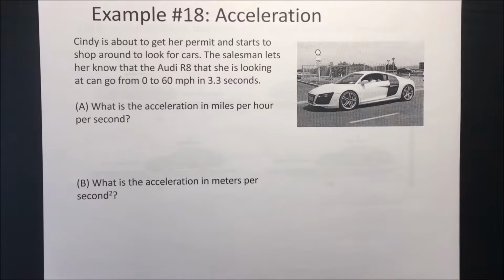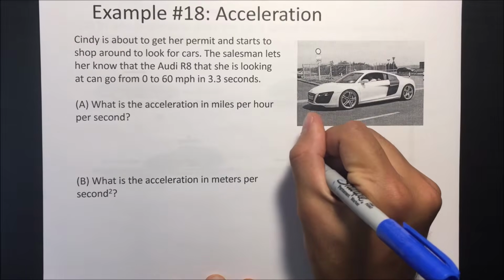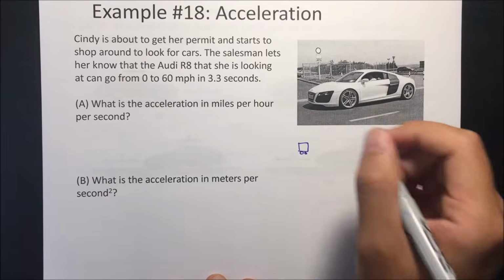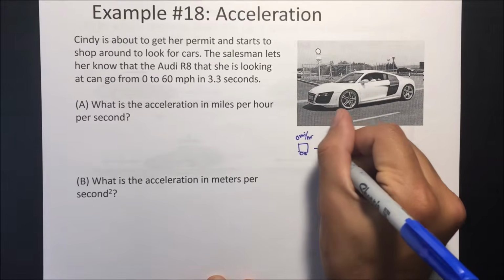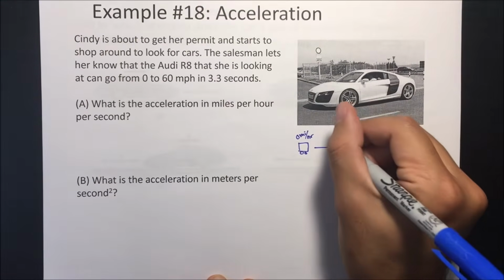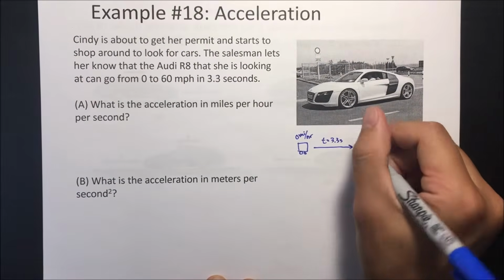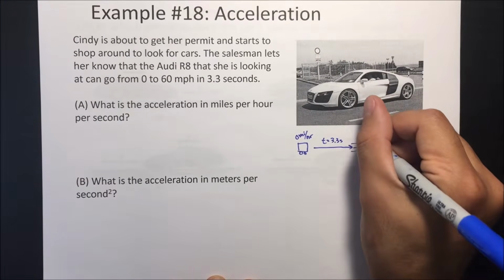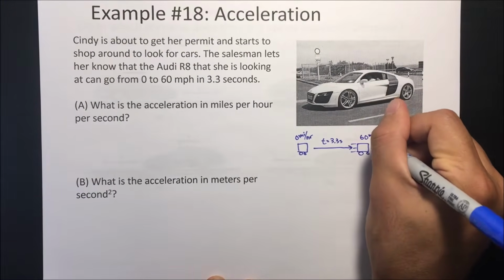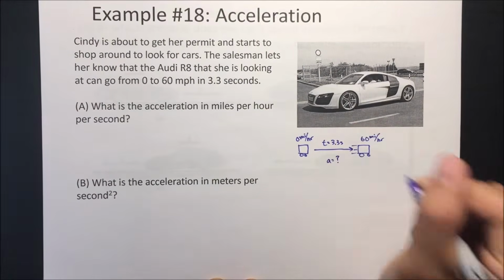Okay, so what you want to be doing in these kinds of problems, well, first, it never hurts to draw it out. So let's just draw out this car. We're going to put a box with wheels. It goes from 0 miles per hour, and then it zooms in 3.3 seconds to a speed of 60 miles per hour. And we want to find what the acceleration is.